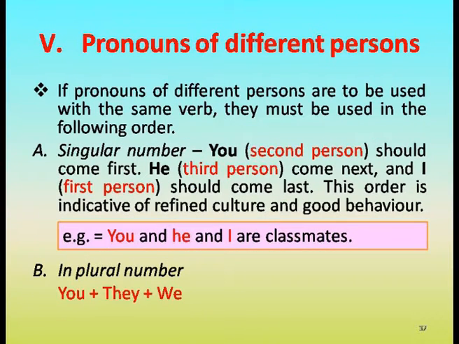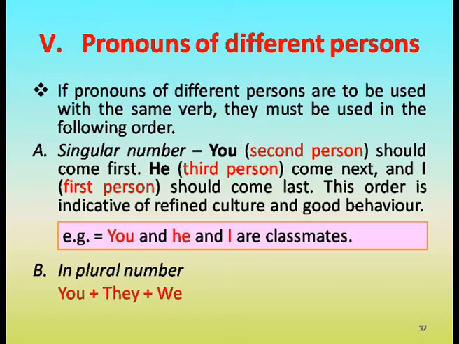Pronouns of different persons. If pronouns of different persons are to be used with the same verb, they must be used in the following order. In the singular number, you, second person, should come first. He, third person, comes next. And I, first person, should come last. This order is indicative of refined culture and good behavior. You and he and I are classmates.